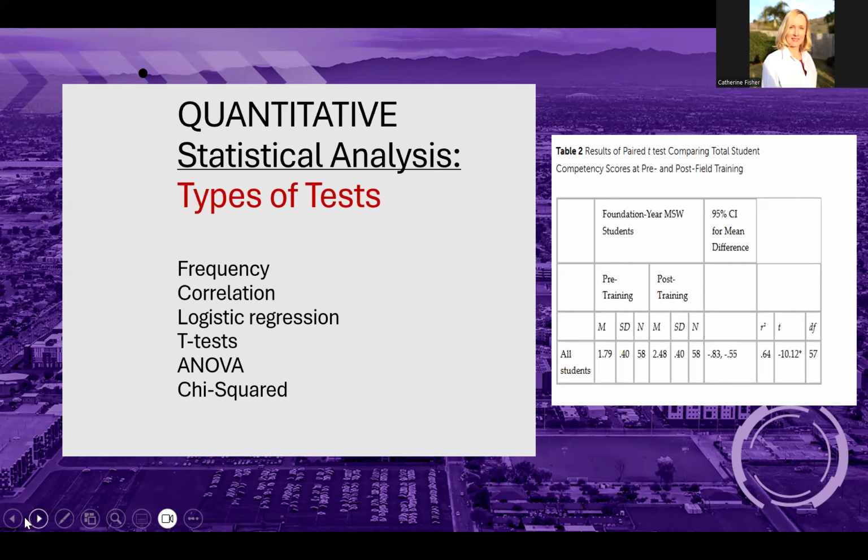So on the right-hand side of my slide are my results. I used paired t-tests to compare MSW students' pre-post test scores. After completing field internship post-training, on a rating scale of 1 to 4, their average score was 2.48. And their average pre-score was 1.79. The difference was considered significant.